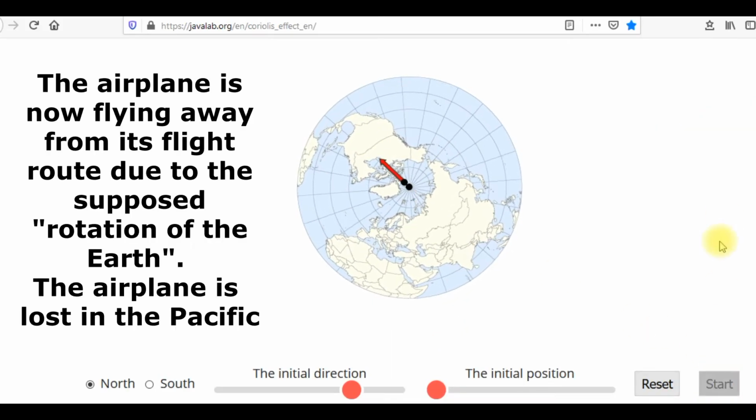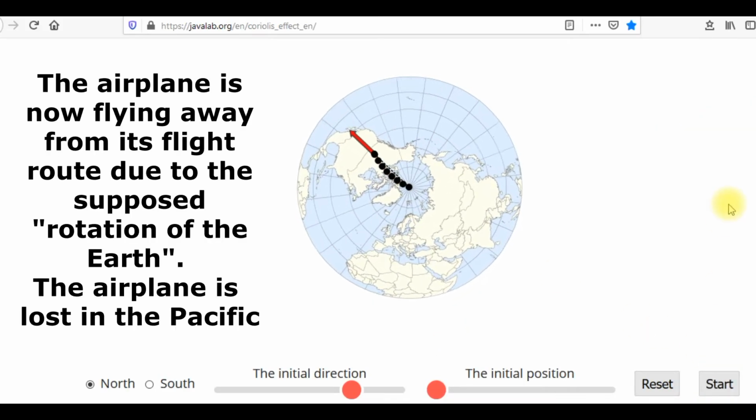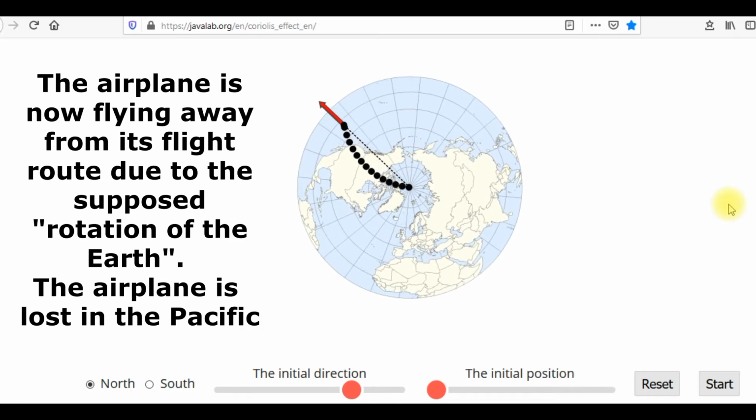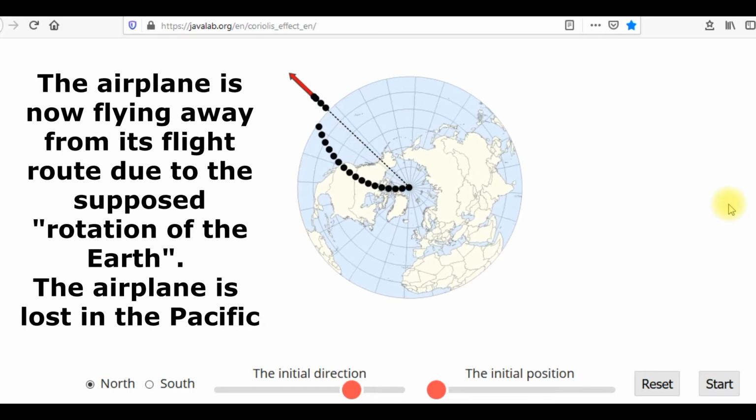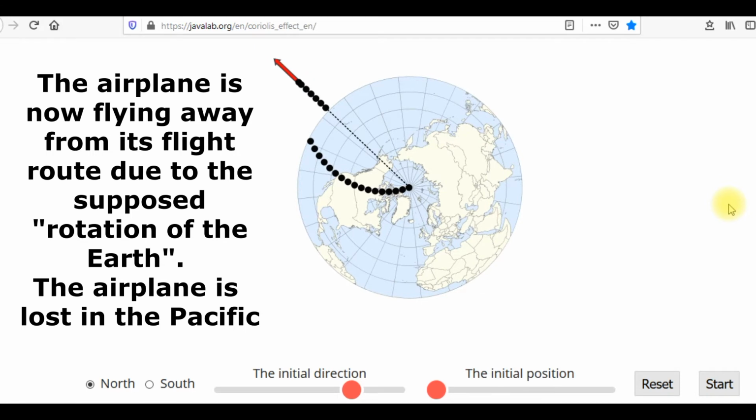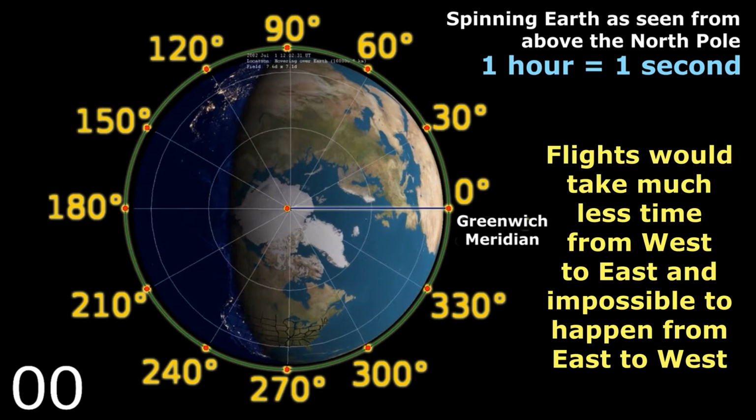Start. So the pilot would probably get lost in the Pacific and die because of the so-called Coriolis effect, which doesn't exist at all. If Earth were really rotating, airplanes should have to aim towards the direction where the city will be, let's say in 3 or 4 hours of flight.